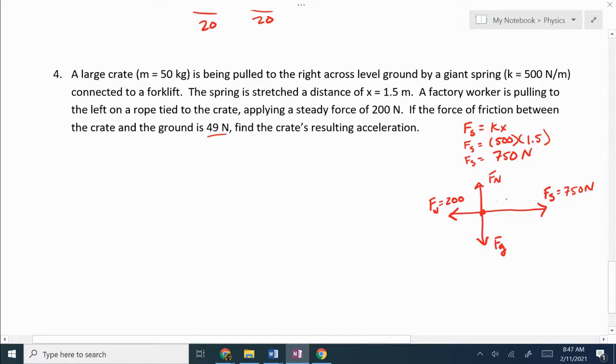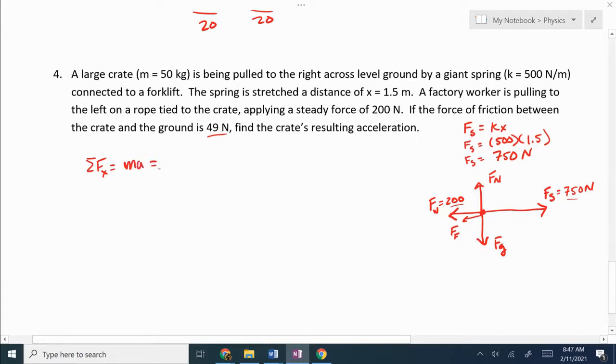So at this point, it doesn't tell us which way it's going to go, but remember that friction is always a resistance force. So as we look at this, at this moment the crate would go to the right, because the 750 is bigger than the 200. And so that means friction is going to resist that. So friction is going to be right there. It says find the resulting acceleration. So in order to do that, we just have to sum our forces.